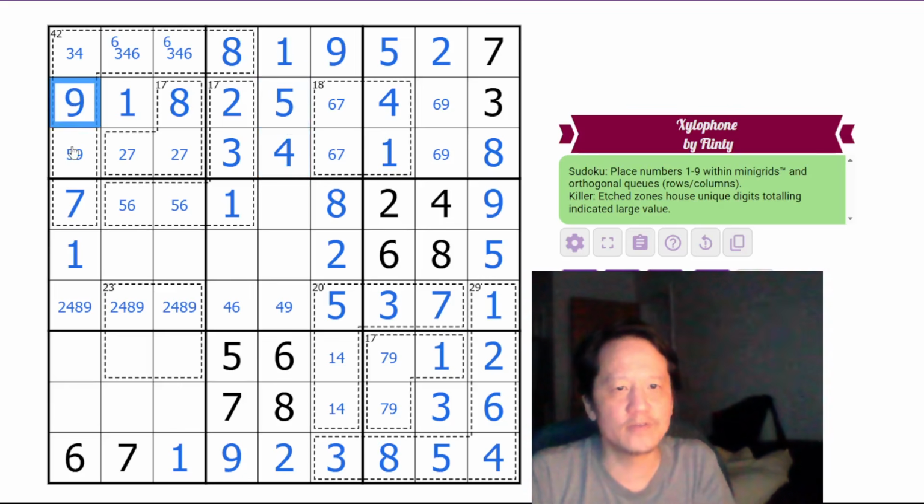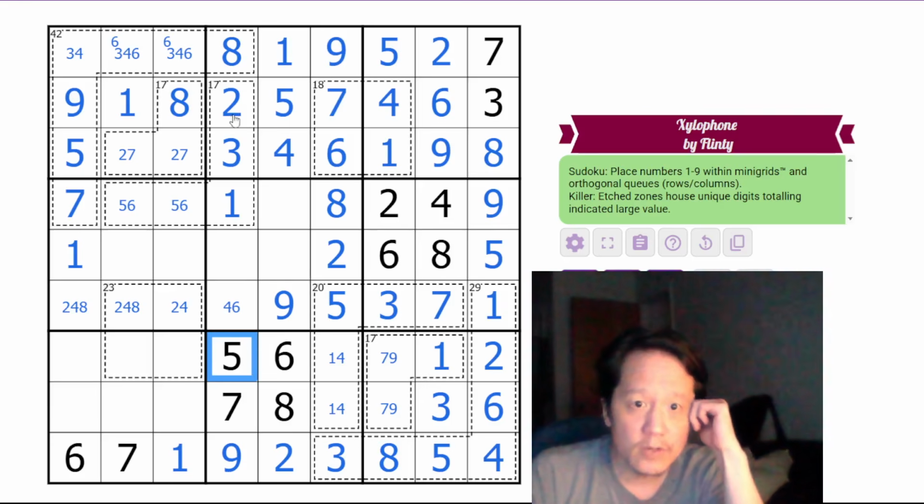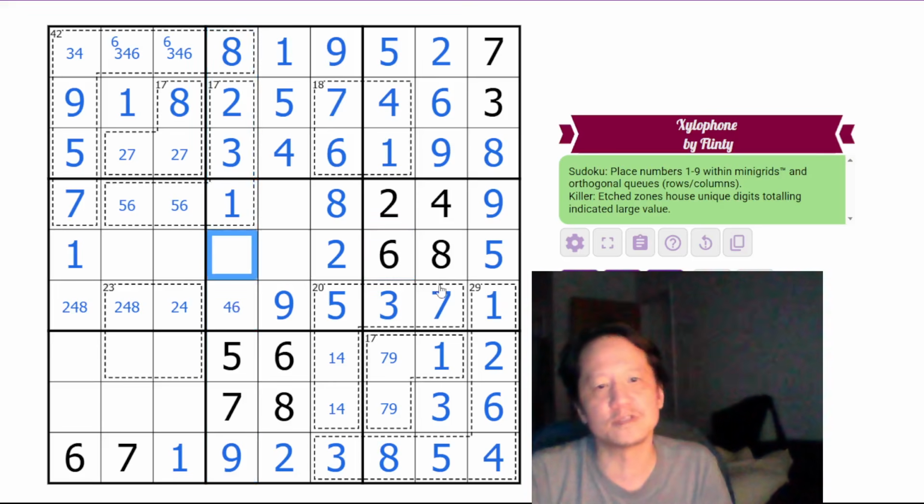5 eliminates 5 here, so it's 9 and 5. 9 eliminates 9 here, so it's 6 and 9. 6 eliminates 6 here, so it's 7 and 6. 4 eliminates 4 here, so that's 9, which means this is 2, 4, and 8. 8 eliminates 8 here. We have 4 and 6 remaining in column 4, but this can't be 6 because of 6 in the row. So that's 4, that's 6.